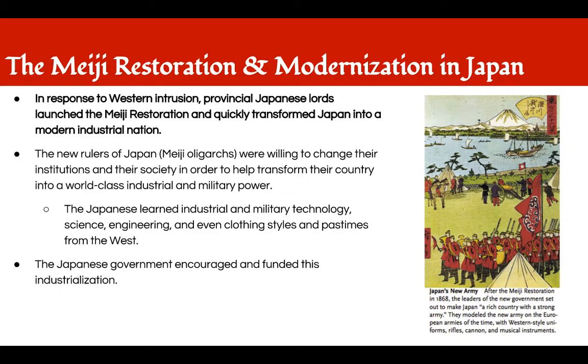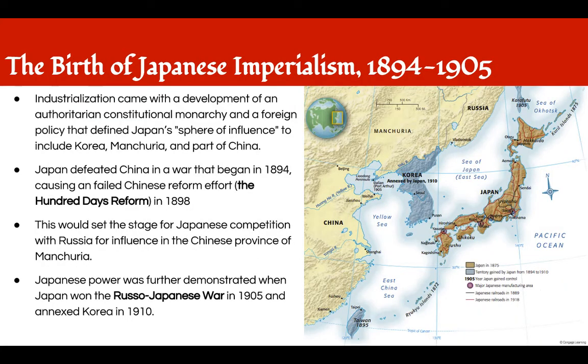But the government is also a big player in encouraging industrialization. That's key to understand. Whereas China's government opposed Western ideas, the Japanese government eventually encouraged it. They fund industrial development with tax revenue, usually coming from the rural sector, and then also selling state-owned enterprises to private entrepreneurs. Industrialization in Japan is basically accompanied by the development of an authoritarian constitutional monarchy and a foreign policy that is imperialistic, that defined a sphere of influence for Japan, and that included areas of Korea, Manchuria, and parts of China.